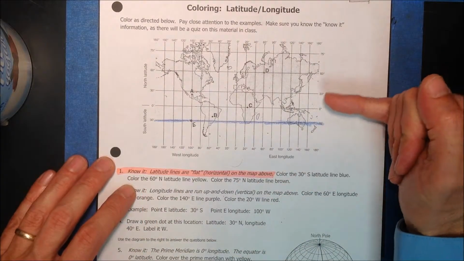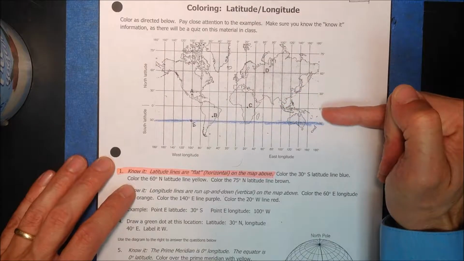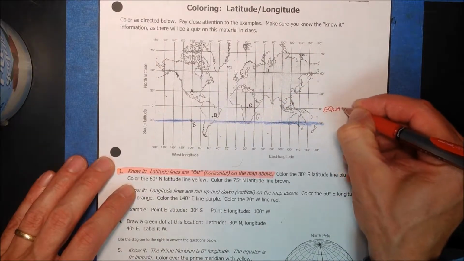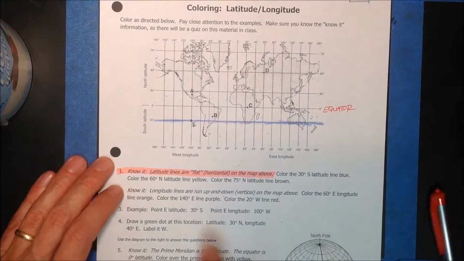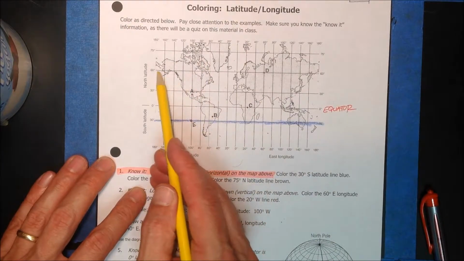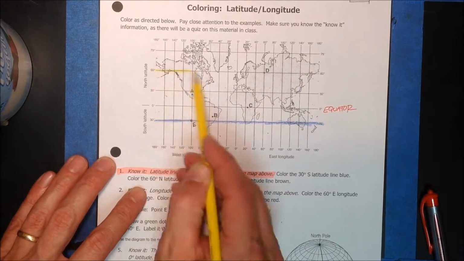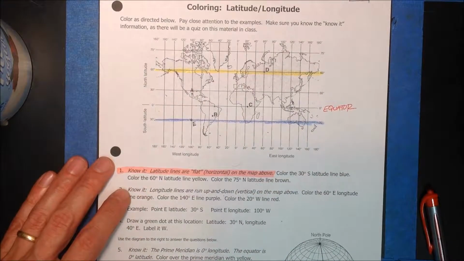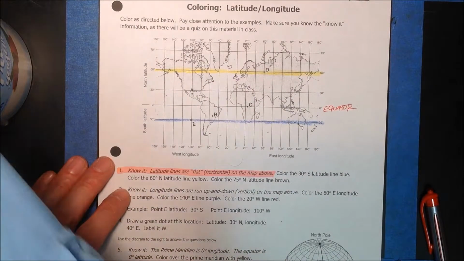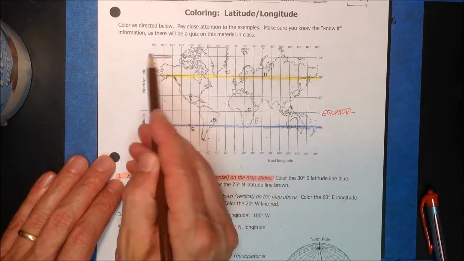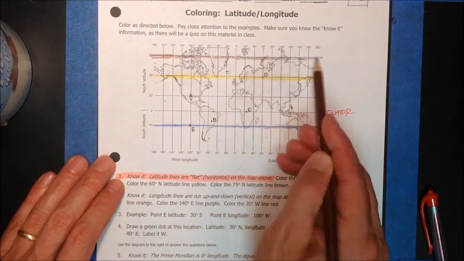Next up is color the 60 degrees north latitude line yellow. We're comparing all of this latitude to 0. That is the equator. So what are we doing? 60 degrees north latitude line yellow, which is right there. That should be yellow. And then the 75 degrees north latitude line brown, that is this one, brown.